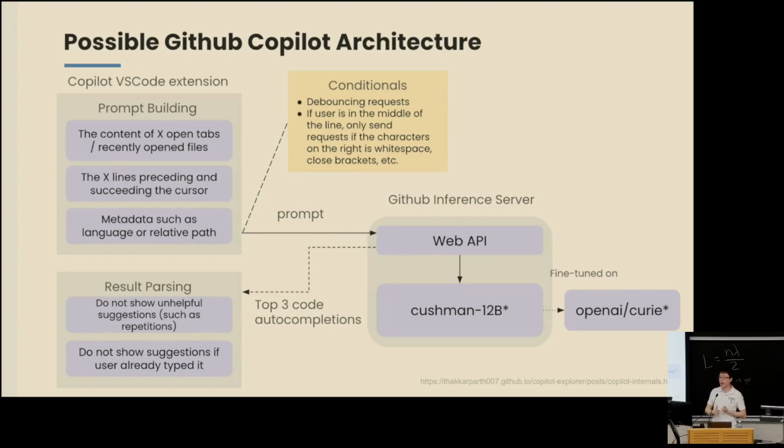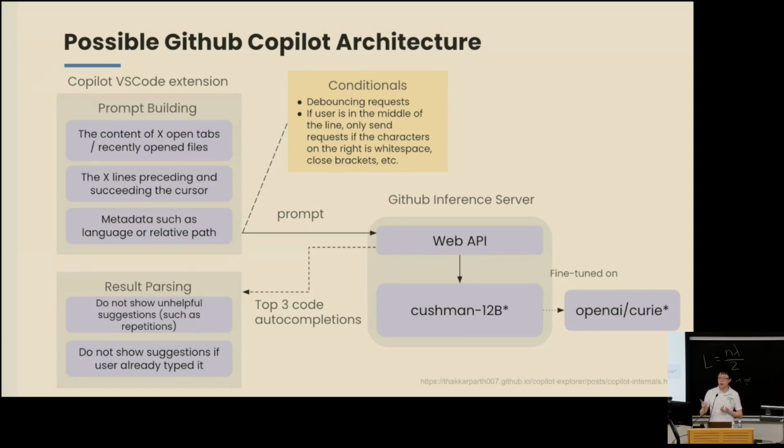It puts the X lines preceding and succeeding the cursor. So it's actually contextual, right? Again, part of the prompt. On top of that, it gives metadata, such as the language it wants to autocomplete and the relative path of that file. So we know where it is.